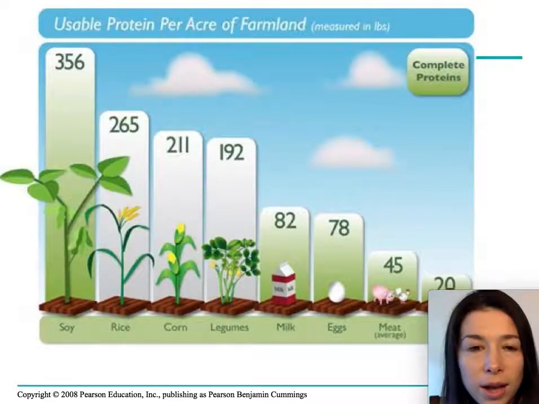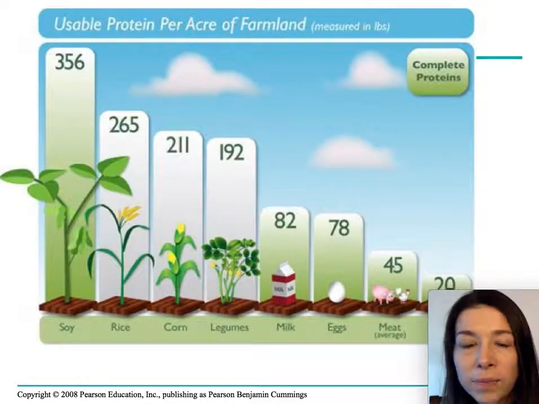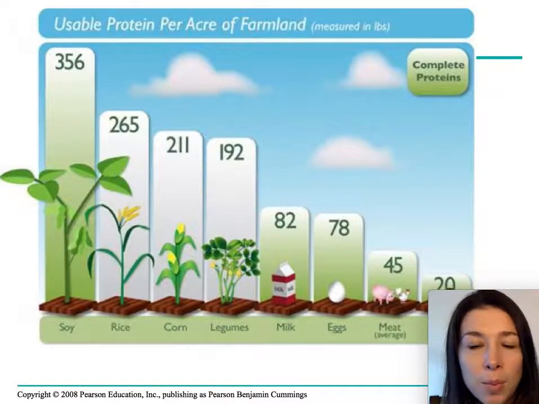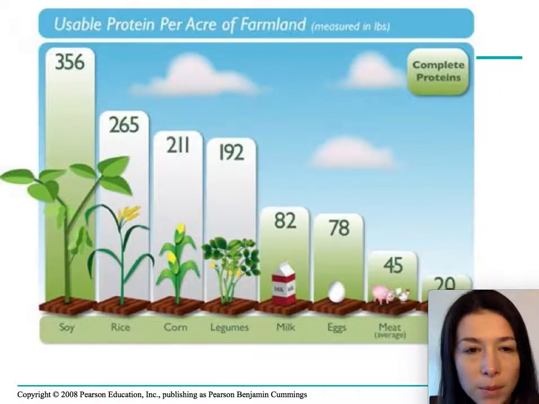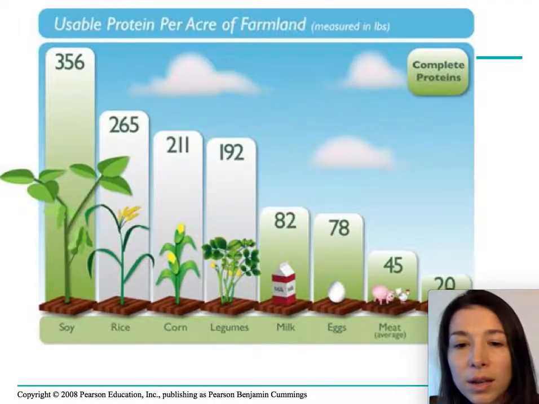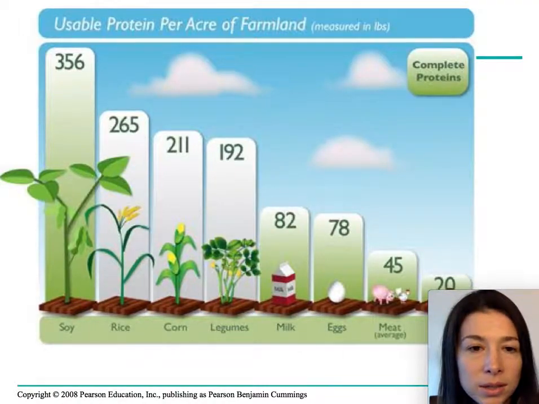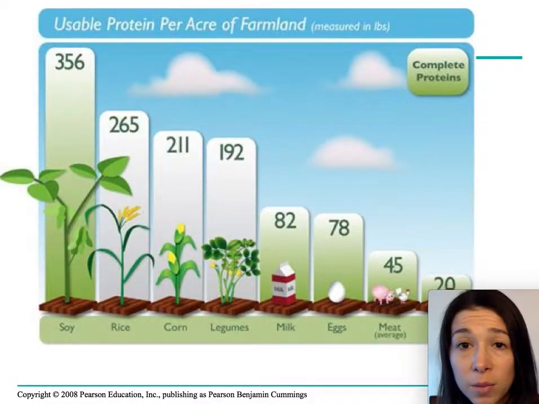Similarly, we can look at the same kind of data just presented in the reverse manner. How much protein can we get per acre? Previously we saw the amount of land required to produce 1 gram of protein. This is how much protein you can get out of the same area of land. And we can see soybeans, you can get 356 pounds of protein, and livestock like beef, you can get 20 pounds. Hopefully that's given you something to think about.